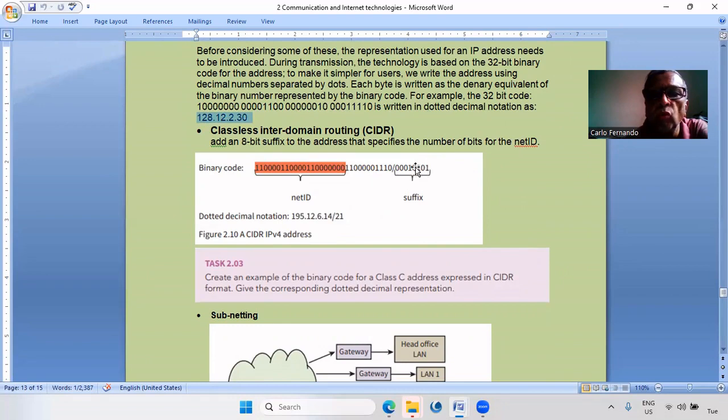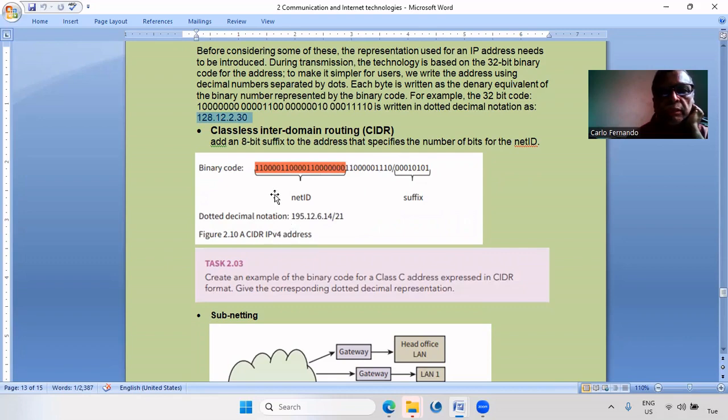How much? 1, 2, 4, 8, 16. 16 plus 4 is 20. 20 plus 1 is 21. So there should be 21. 1, 2, 3, 4, 5, 6, 7, 8, 9, 10, 11, 12, 13, 14, 15, 16, 17, 18, 19, 20, 21. So out of this stream, this part is taken as the net ID. How to identify the net ID? This will tell, okay, take my first 21 bits. That will show you the net ID. Then the balance automatically is a host. So 21 plus this should be 32.